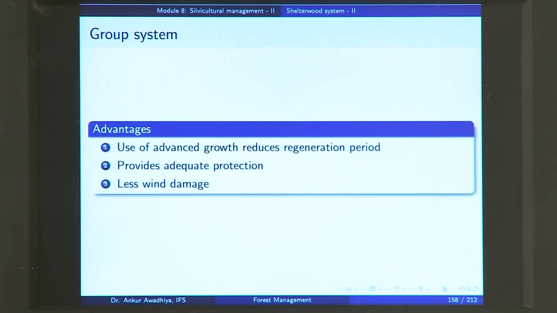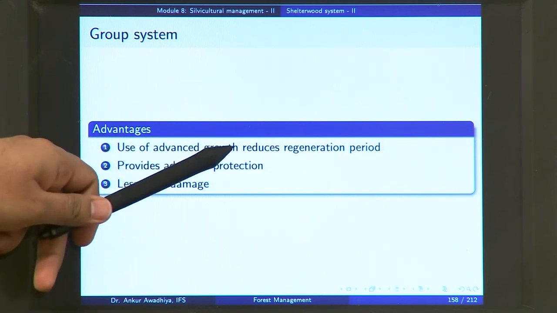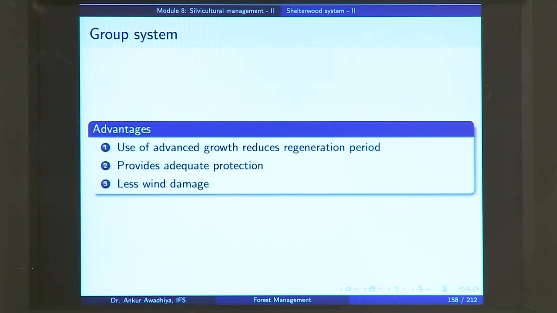So, the group system provides a number of advantages. You begin with the use of advanced growth areas. Because you are using the advanced growth areas, the regeneration period is now less, because you did your preparatory fellings in those areas that were already showing some amount of advanced growth.